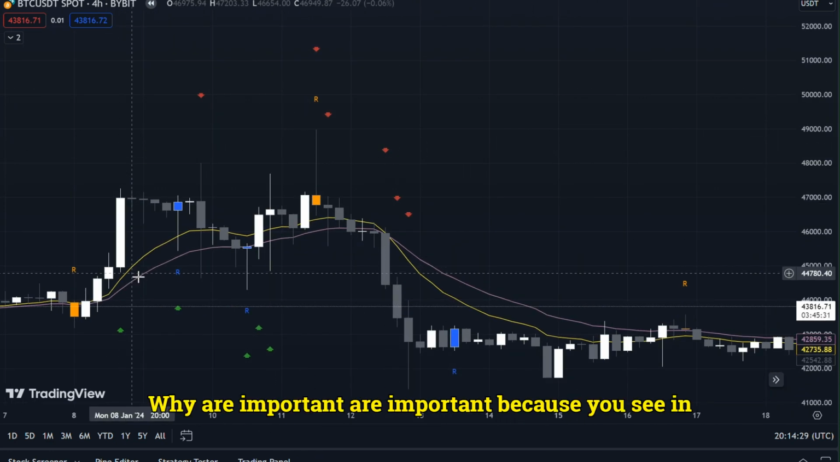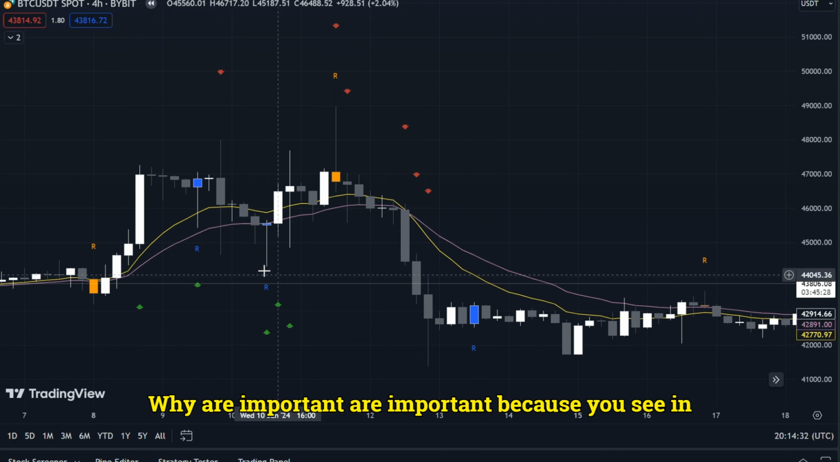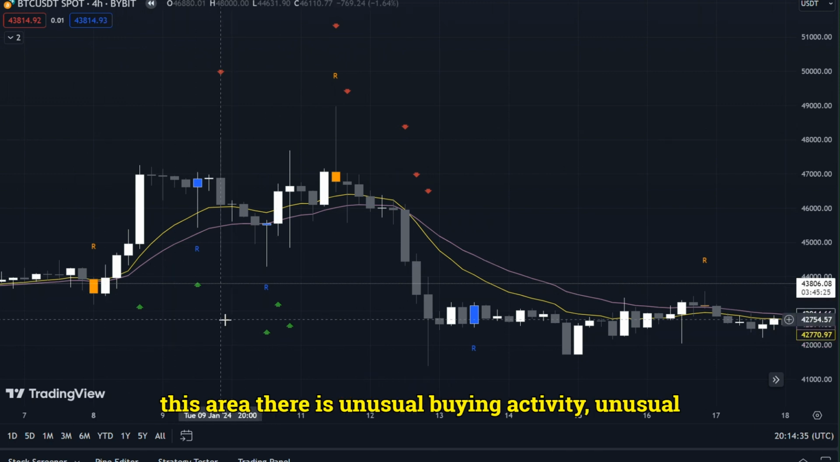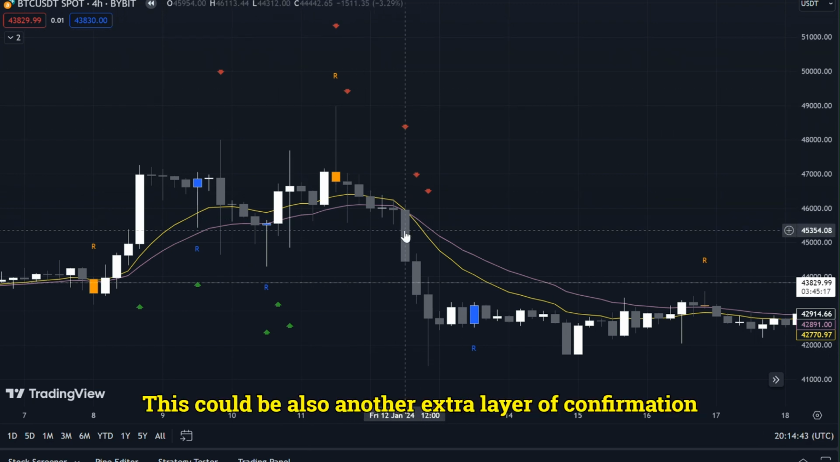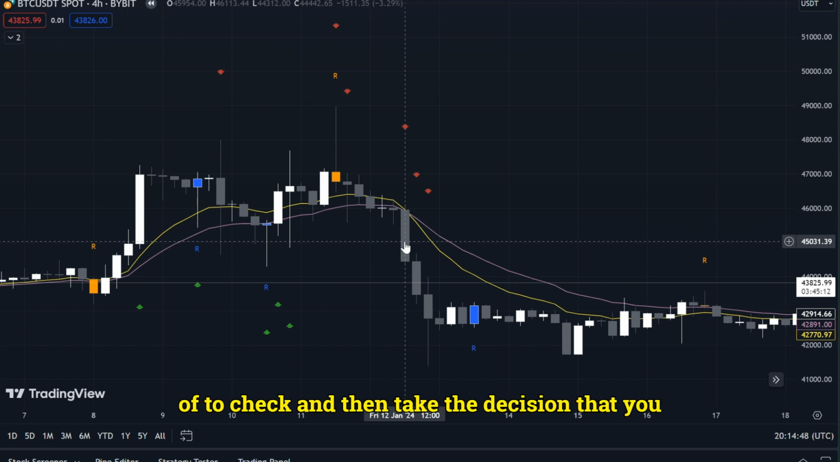Why are they important? They are important because you see in this area there is unusual buying activity, unusual price variation on the bullish side, and here an unusual price variation on the bearish side. This could be also another extra layer of confirmation to check and then take the decision that you consider is more probable before entering a trade.